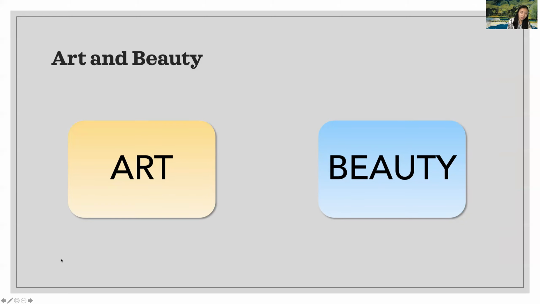So art can provide pleasure. That's true. However, it can also inspire sadness, horror, pity, awe, and a full range of other emotions. So art can be beautiful, but not all art tries to be beautiful. And beauty is not a requirement for art.